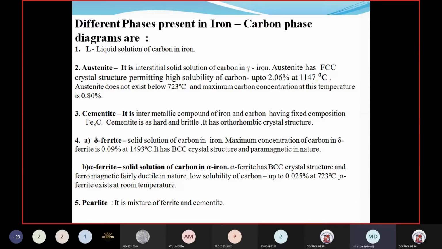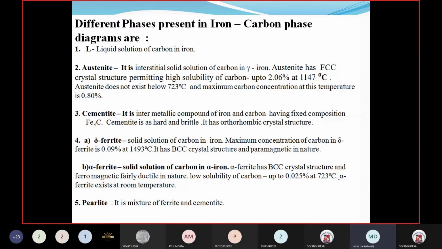Same way cementite, which is the other phase, has the higher carbon content. It is the intermetallic compound of iron and carbon, Fe3C. It has a fixed composition, and this cementite is hard and brittle, with an orthorhombic crystal structure. Like austenite has an FCC structure, cementite has an orthorhombic crystal structure. Delta ferrite is your solid solution of carbon in delta iron. Maximum concentration of carbon in delta iron is 0.09 at 1493.